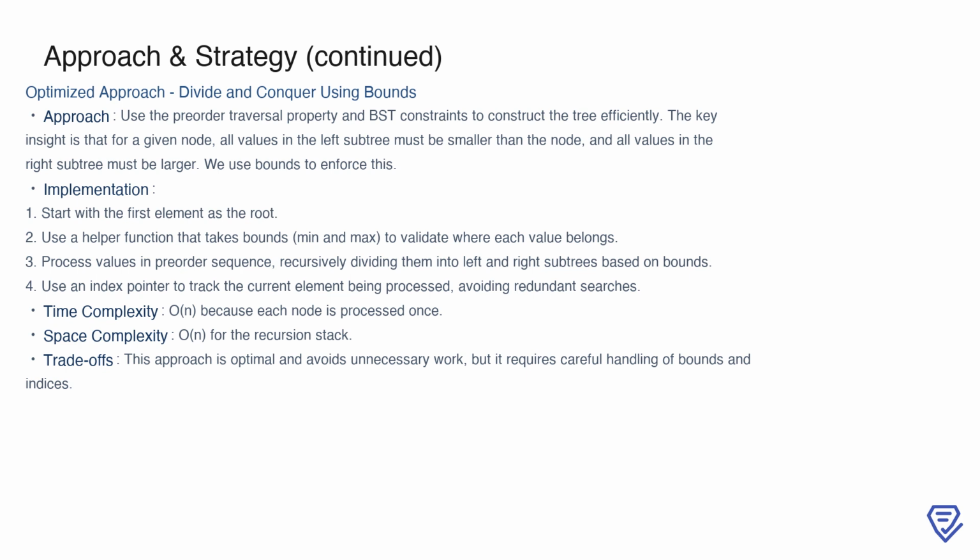The key insight here is that for any given node, all values in the left subtree must be smaller than the node, while all values in the right subtree must be larger. To implement this, we start with the first element as the root and use a helper function that enforces bounds to determine where each value belongs. By maintaining bounds, we can directly decide if a value should go into the left or right subtree as we process the preorder sequence. Additionally, we use an index pointer to track the current element, which avoids redundant searches.